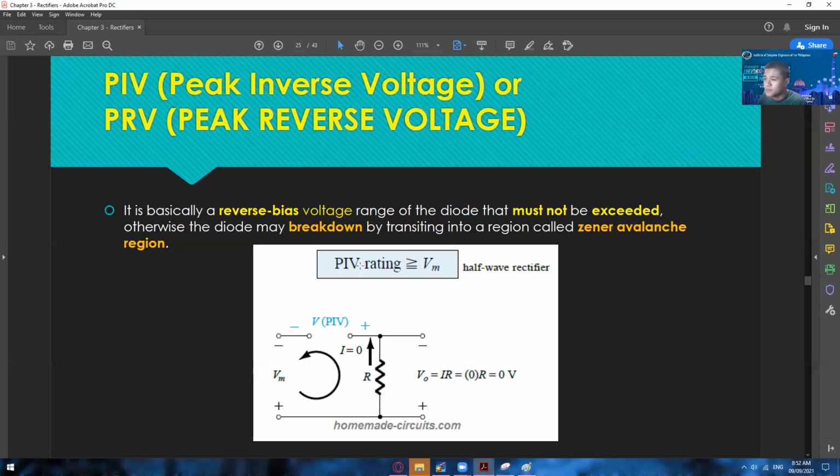But the PIV rating must be greater than or equal to VM. Mostly, of course, it's always higher than the VM. If we have a peak value of 20 volts, there's a big possibility that the peak inverse is negative 30, negative 40, or negative 50. So we don't have an equal voltage input. We have a consistent positive 20 volts on the positive cycle, but at the negative part we have a consistent negative 50. So 20, 50, 20, 50, 20, something like that.